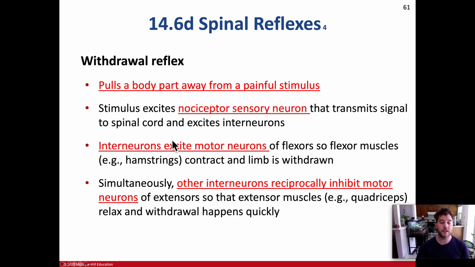Those interneurons will excite motor neurons of flexors. So flexor muscles, like your hamstrings, contract and the limb is withdrawn. Again, it's the flexor muscles. You're not going to withdraw and use your extensor muscles and push things out. You're going to flex back. You're going to draw back. So your flexor muscles are going to be activated. Simultaneously, other interneurons reciprocally inhibit motor neurons of extensors, so the extensor muscles relax and withdrawal happens quickly. Again, these things are happening simultaneously.